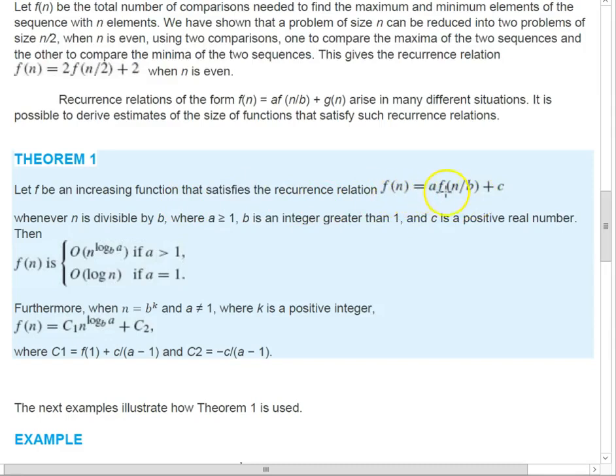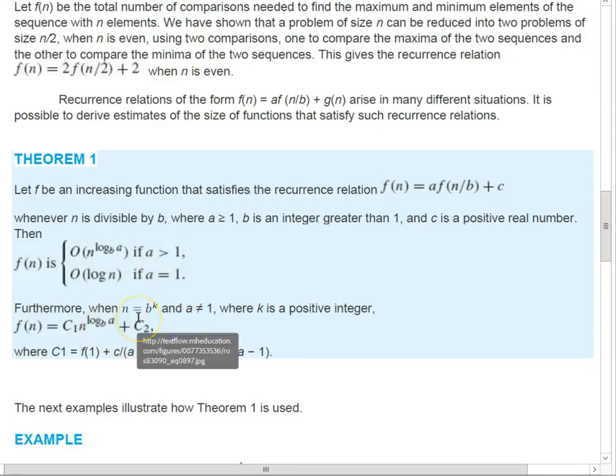f(n) = a f(n/b) + c when n is divisible by b, where a is at least 1, b is an integer greater than 1, and c is a positive real number. Then f(n) is big-O of n to the power log base b of a if a is bigger than 1, and equal to big-O of log n if a is equal to 1.